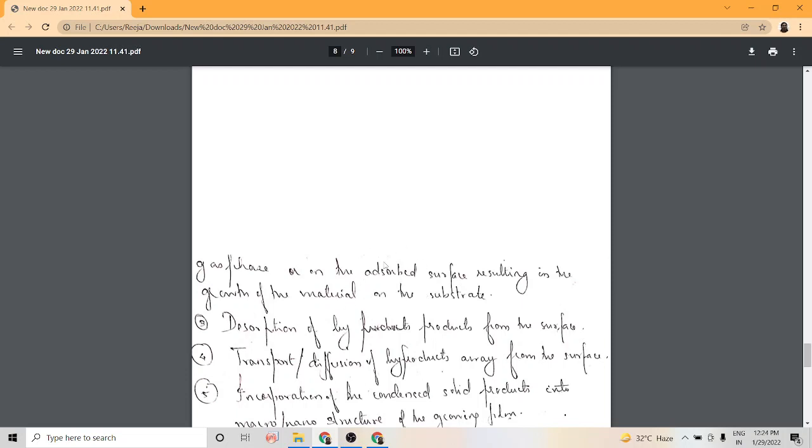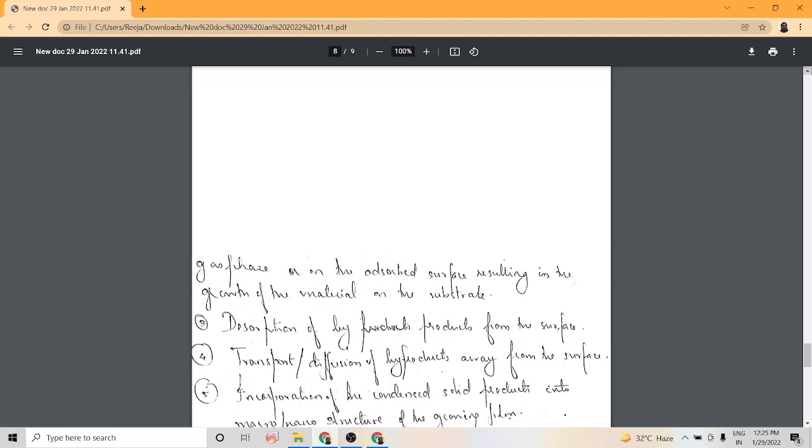Now, as a result of this reaction, in addition to the material required to form the thin film, many other byproducts will also be formed, which have to be desorbed from the substrate surface. So, the next step is desorption of byproducts from the surface. Then, these desorbed byproducts are transported or diffused away from the substrate. The final step is incorporation of these condensed solid products into the nanostructure for growing the film. We incorporate all these solid products to form the film.